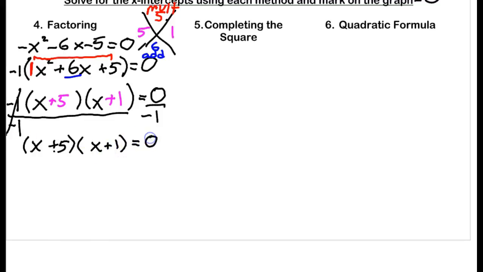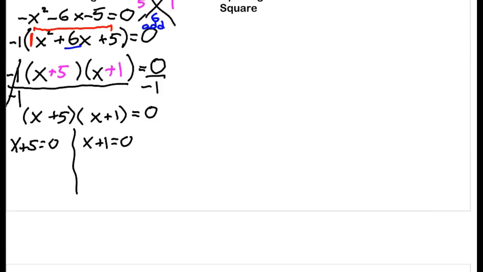Just, in fact, cancels out, doesn't matter, as far as your roots. And then once we have this, we said, okay, what plus 5 equals 0, and what plus 1, and solve both of those. Sometimes they're easy like this, other times you have to divide as well and get a fraction answer. It's okay to have fractions.